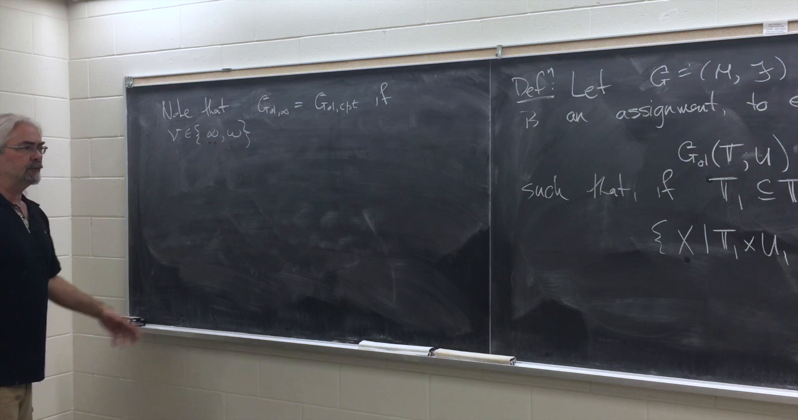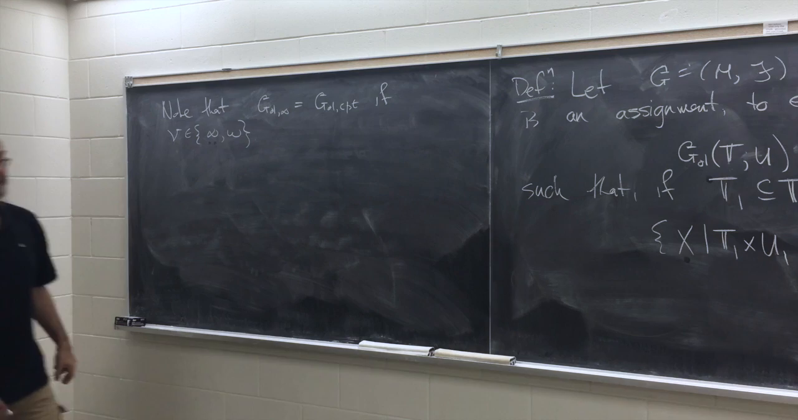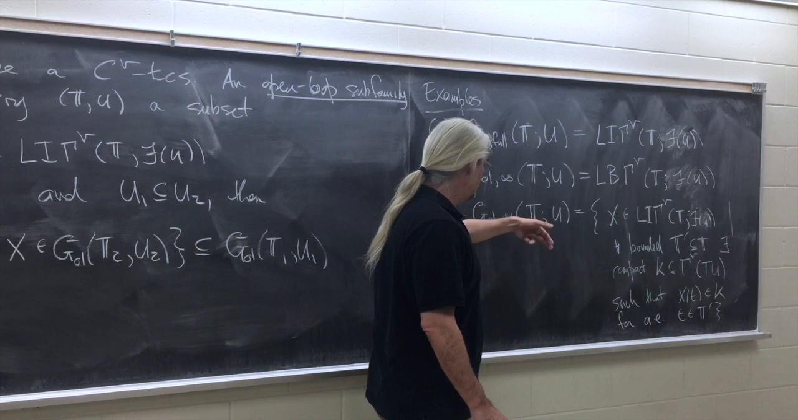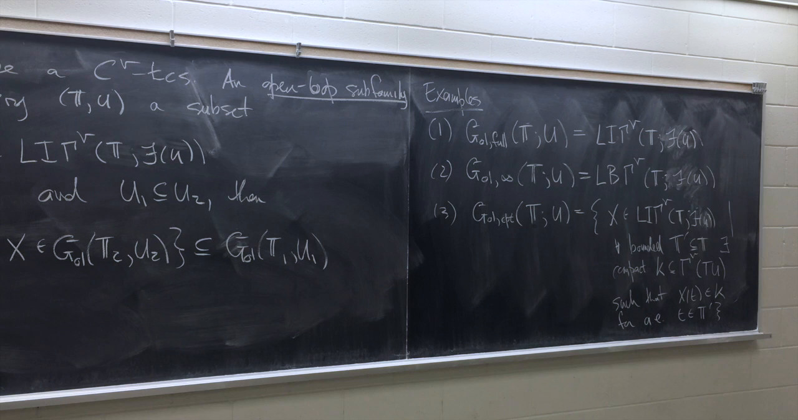You could, for example, talk about piecewise constant controls. A piecewise constant control would mean that if you take any bounded or maybe compact subinterval of T, it will have a finite partition into subintervals where X is constant on each of those subintervals, the usual notion of piecewise constant.